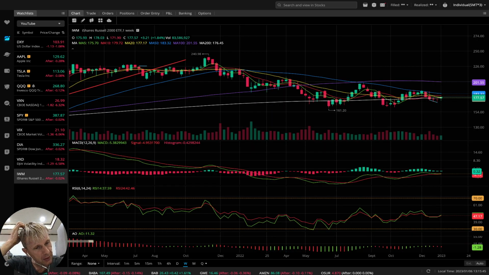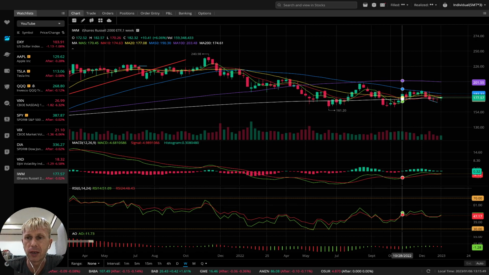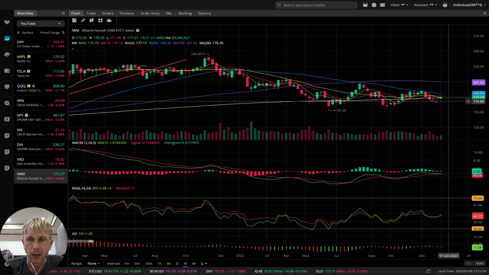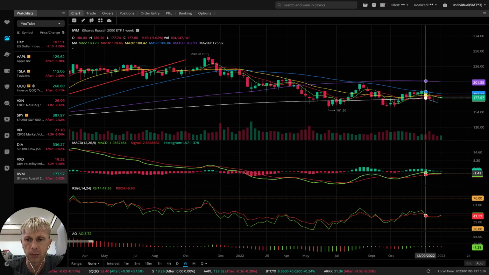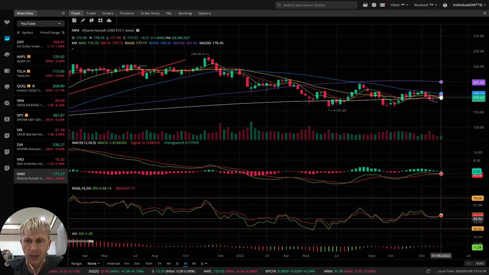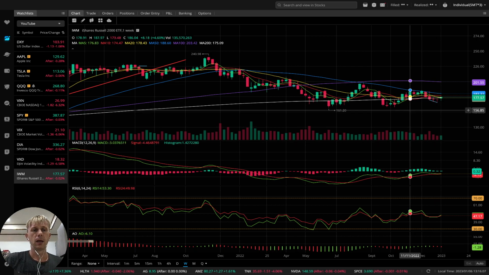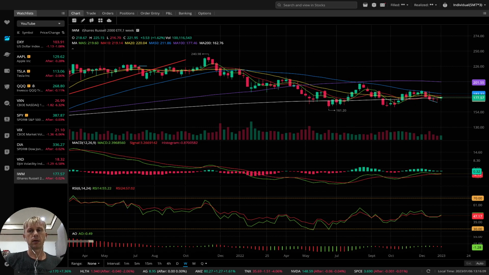Weekly is a different story. Weekly MA5 did a bearish crossover over all moving averages, bearish trend. MACD did a bearish crossover, bearish trend. RSI in the bearish trend and awesome oscillator in the bearish trend. Weekly Russell 2000 bearish. That's all, that's my review.